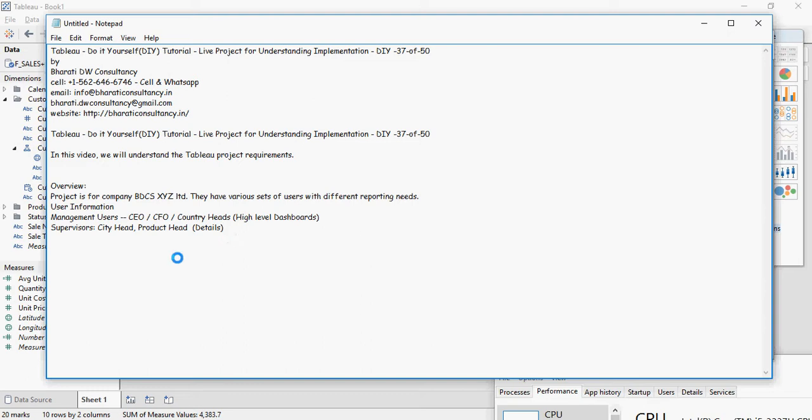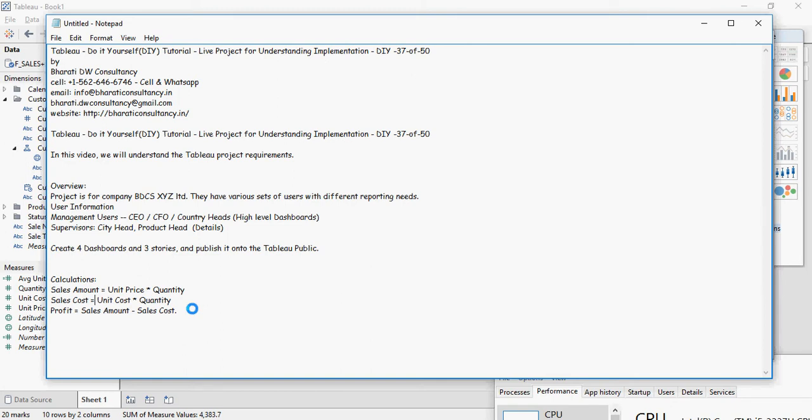Okay, so what's the requirement? You are hired in order to create 4 dashboards and 3 stories and publish them onto Tableau Public. Then there are some basic calculations which you are going to do. Sales amount is unit price multiplied by quantity. Sales cost is unit cost multiplied by quantity. And profit is sales amount minus sales cost.